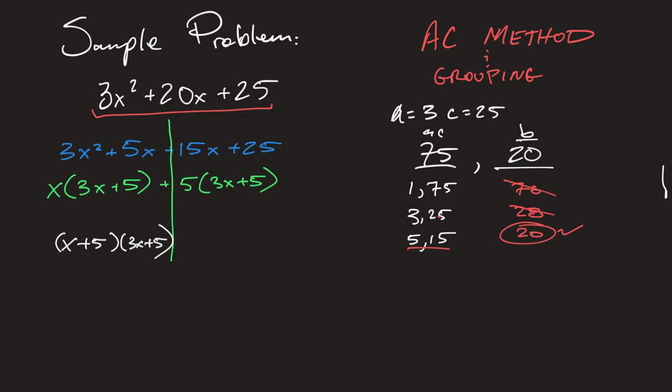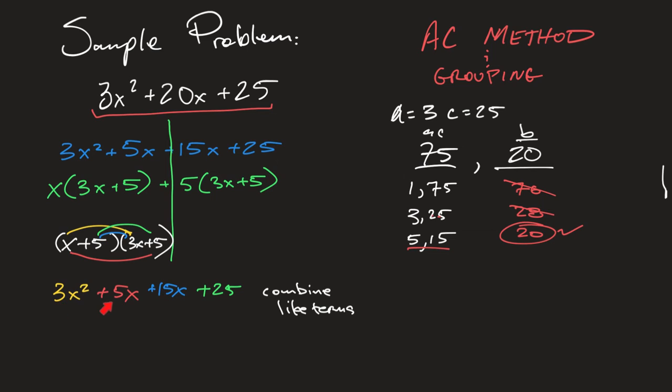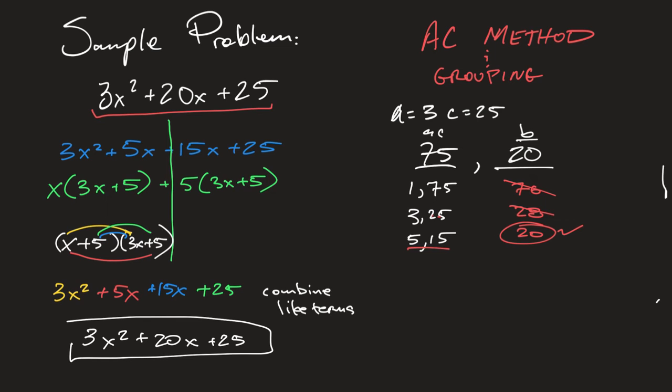Okay, and to double check we are correct, I can FOIL this out, multiply it out, see if we get this trinomial. So I did my FOIL. I got 3x squared plus 5x plus 15x plus 25. I'm going to combine like terms, and I end up with the trinomial I started with.